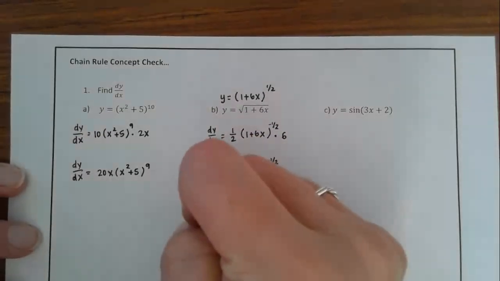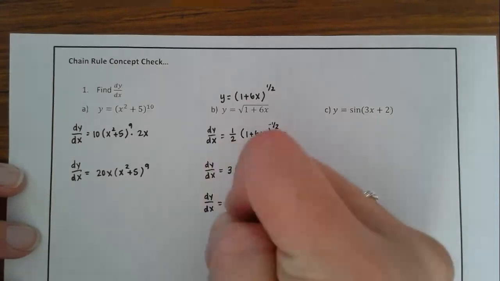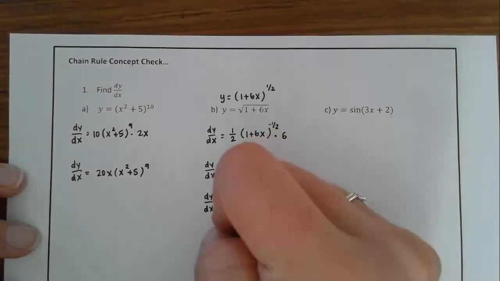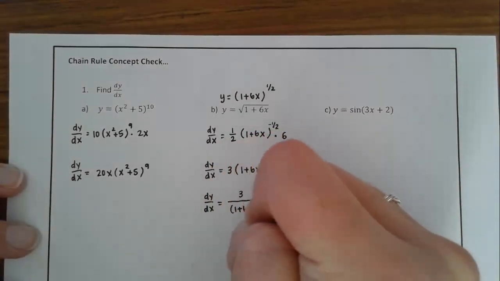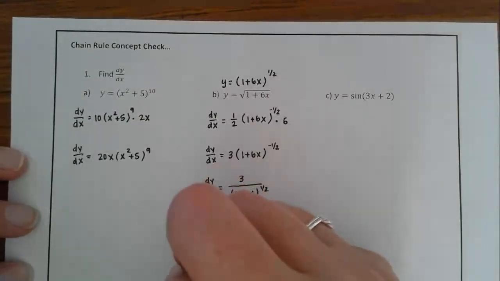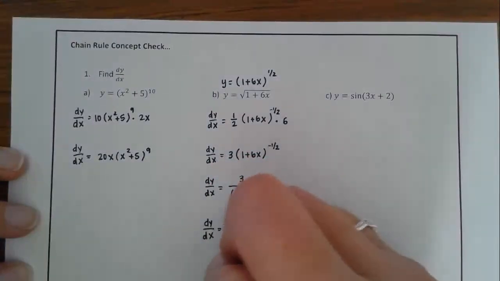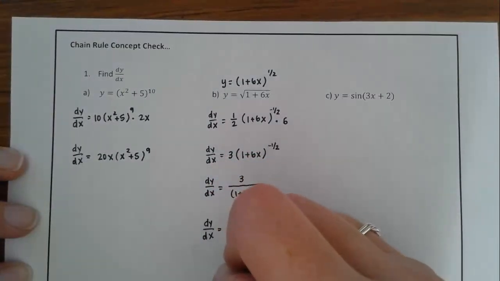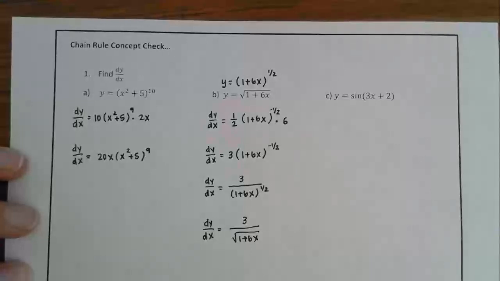So I will say that's equivalent to dy dx is equal to 3 over 1 plus 6x raised to the positive 1/2. And if I wanted to go one step further, I could turn that back into a root. So 3 over the square root of 1 plus 6x.